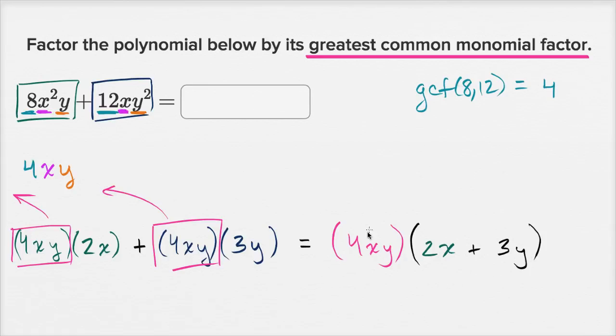And you can verify it. If you were to go the other way, if you were to distribute this 4xy and multiply it times 2x, you'd get 8x squared y. And then when you distribute the 4xy onto the 3y, you get the 12xy squared. And so we're done. This right over here is our answer. The answer is going to be 4xy, which is the greatest common monomial factor, times 2x plus 3y.